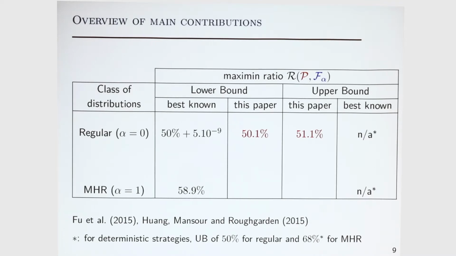But let's move to the MHR class of distributions. For MHR, alpha equals 1, what is known by Huang, Mansour, and Roughgarden is that there is a mechanism that uses one sample and will achieve, in just MHR, in the worst case, 58.9%. In our work, we also improve this one from 58 to 63.5%. And more importantly, what we show is that there is no other mechanism that can achieve more than 64.8%.